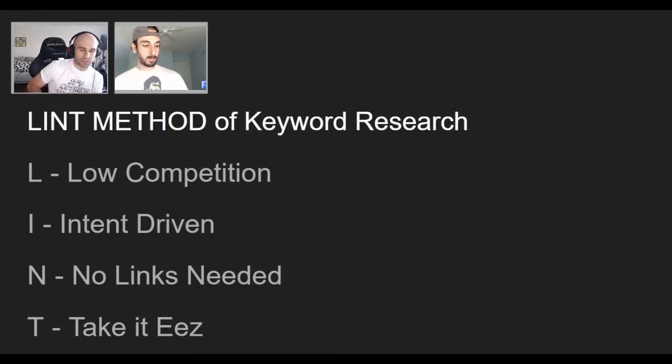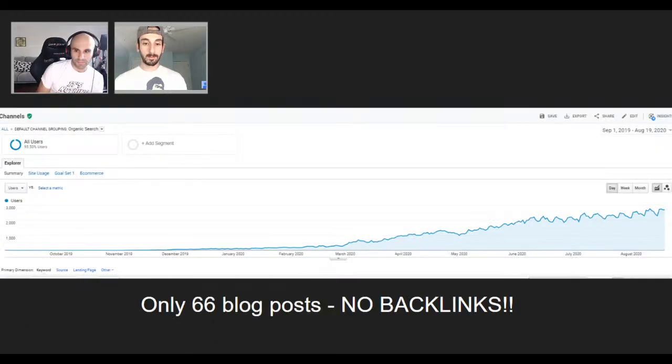So let's take a look at some of the results, and then we'll brainstorm around the Lint method some more, see if we can come up with some more cute things. This is a blog that I started last September, end of September, October 2019, when the first article was published. There are only 66 blog posts, not one backlink built, and it's getting around 2,500 organic visitors per day already.